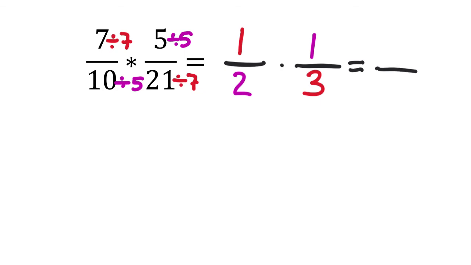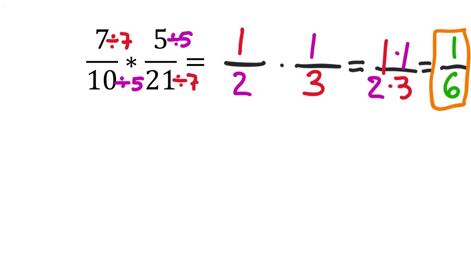So let's go and multiply these out. And I got 1 times 1 in the numerator. And in the denominator, I have 2 times 3 there, which will create a new numerator and denominator. 1 times 1 is 1. 2 times 3 is 6. So it looks like our final fraction here is 1/6.